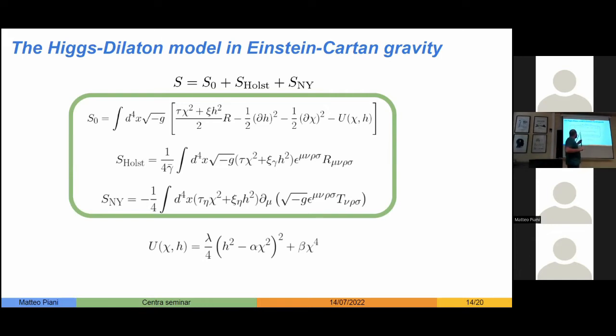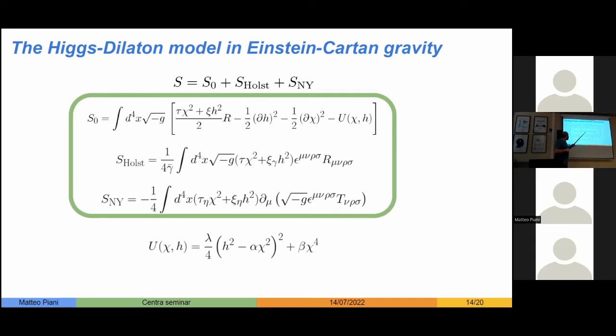Then we have the Holst. Again, the only difference is that we are parameterizing basically the Planck mass with this tau, that is again a non-minimal coupling, and chi-squared. So basically, the dilaton together with this non-minimal coupling is going to give you the Planck mass once you relax to the minimum of its potential.